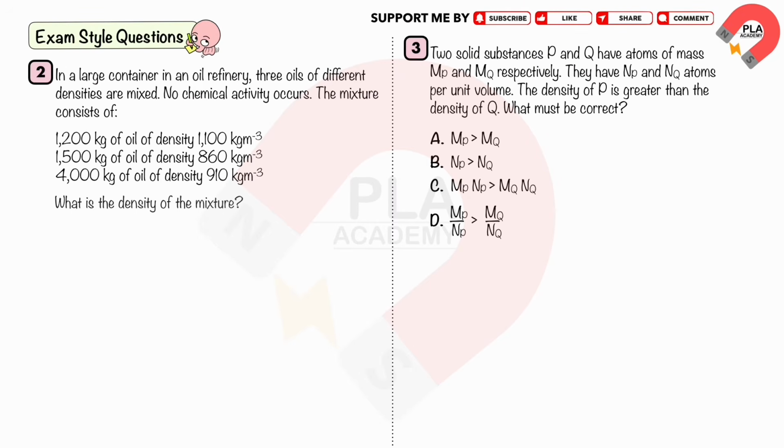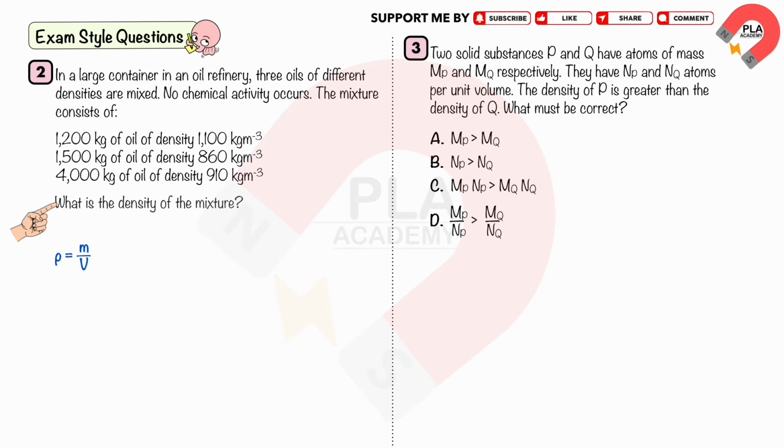Exam style question 2. In a large container in an oil refinery, 3 oils of different densities are mixed. No chemical activity occurs. The mixture consists of 1,200 kilograms of oil of density 1,100 kilograms per cubic meter, 1,500 kilograms of oil of density 860 kilograms per cubic meter, and 4,000 kilograms of oil of density 910 kilograms per cubic meter. What is the density of the mixture?